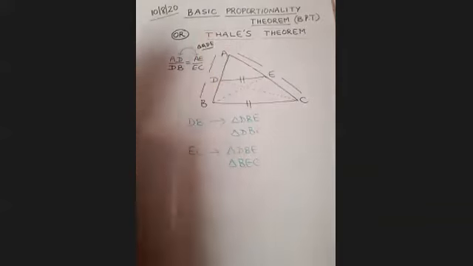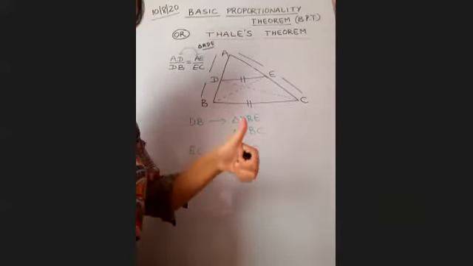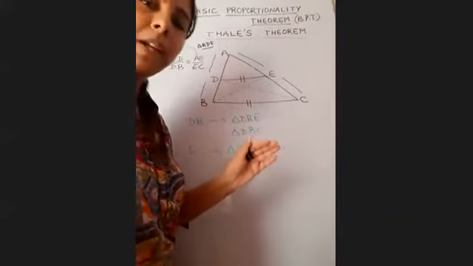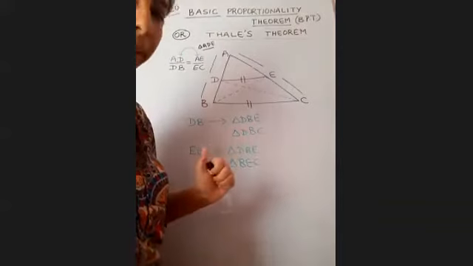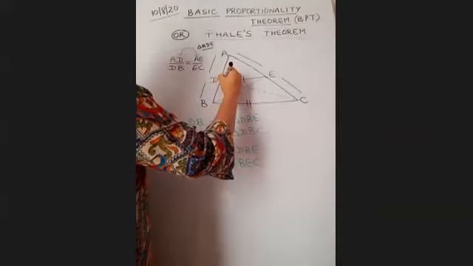Can anyone tell me the formula? Half into base into height. Since we need height, we need to draw some construction. We need to ask for the perpendicular. So I am going to draw one perpendicular from D.